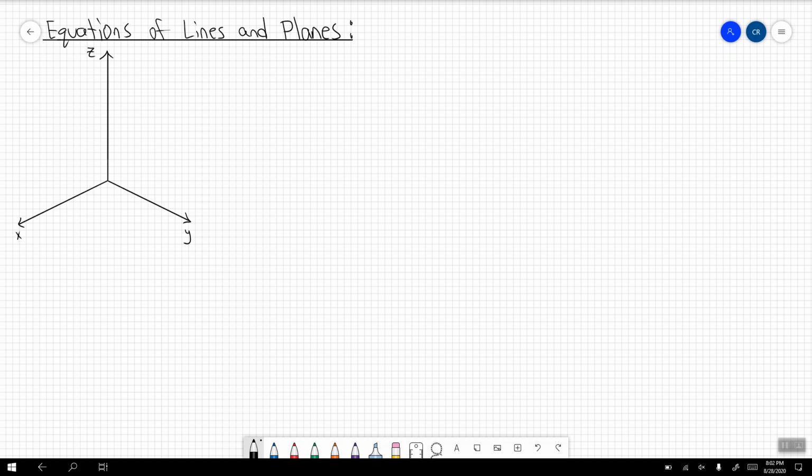Hi everyone, welcome back. Today we are going to focus on section 12.5 where we will be discussing the equations of lines and planes. So to start off this discussion, we're going to outline some of the items that we use for the equations of lines.